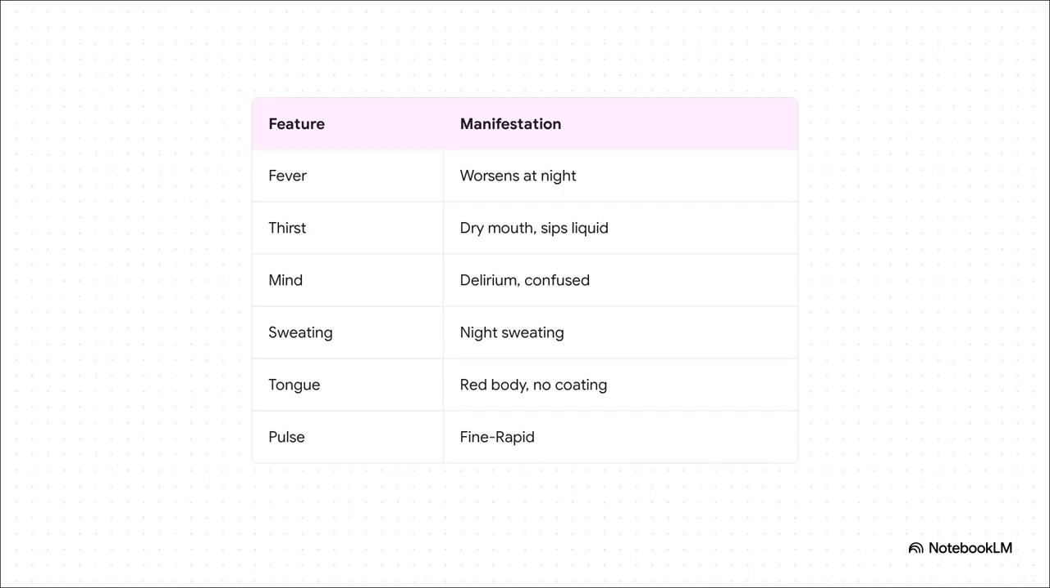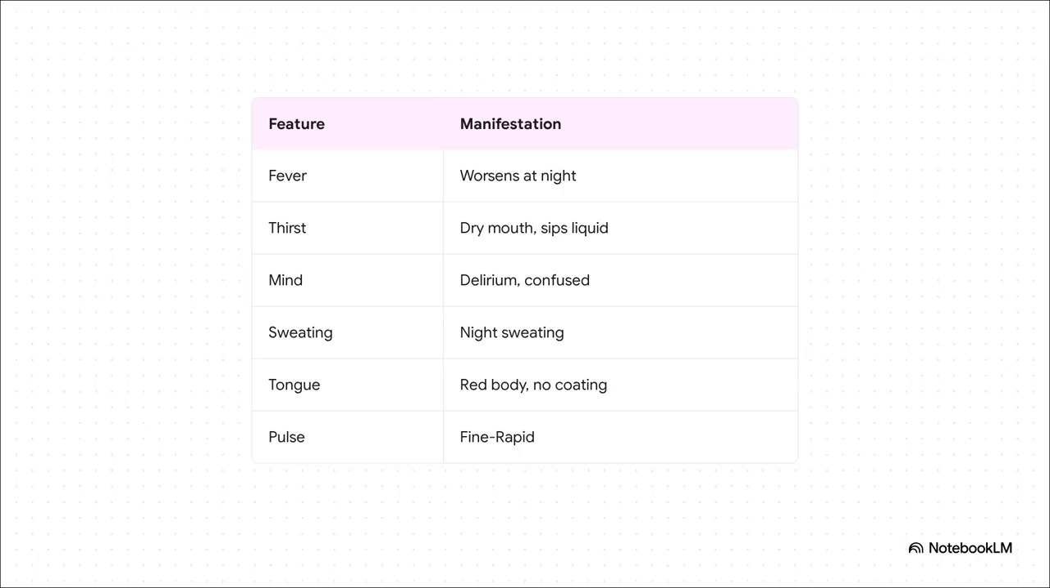Now, the symptoms really take a dark turn. The fever gets characteristically worse at night. That intense thirst from before is replaced by a really dry mouth where you only want to take small sips of liquid. But here's the most important part. The mind is now affected. This is where you start to see delirium, confusion, or maybe even fainting.